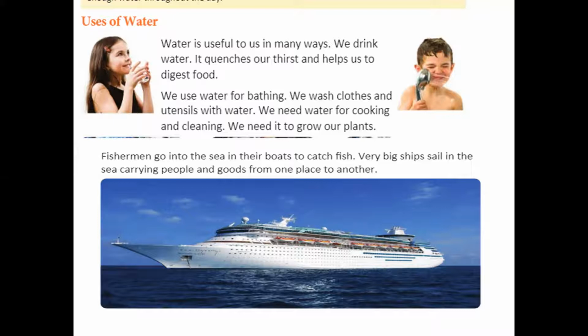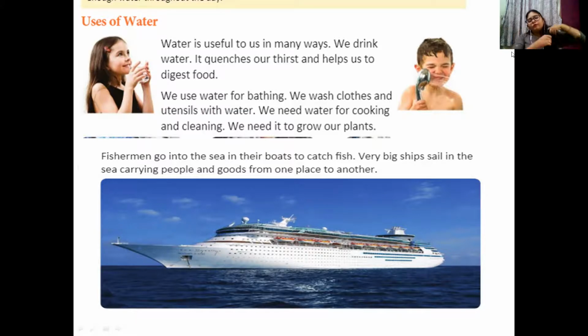Okay, so the fishermen go to the sea for catching fish, so through the water we get our food. Yes, correct. Now, very big ships sail in the sea carrying people and goods from one place to another. So we can say that water is also used as a means of transport. Yes, in the previous time when there were no roads or railway tracks, the first means of transport was water.